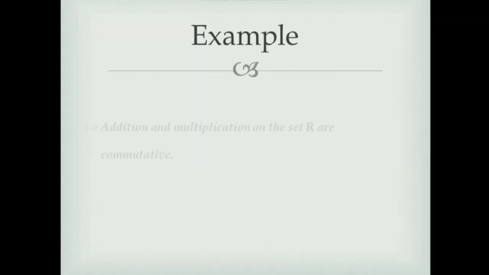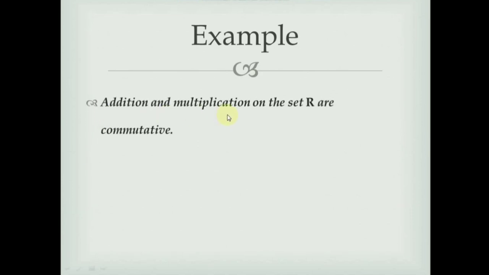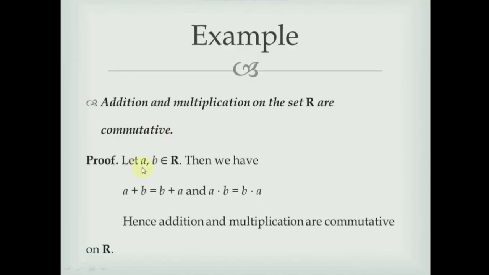Now we will consider an example. Addition and multiplication on the set of real numbers are commutative. To prove this, let us consider any two real numbers. If A and B are real numbers, then A plus B is equal to B plus A. That is, while doing addition, if we interchange the sequence of the elements, we get the same output. Similarly, while doing multiplication on the set of real numbers, if we interchange the sequence of elements, we get the same output. That is, A dot B is equal to B dot A. That's why addition and multiplication are commutative operations on the set of real numbers.